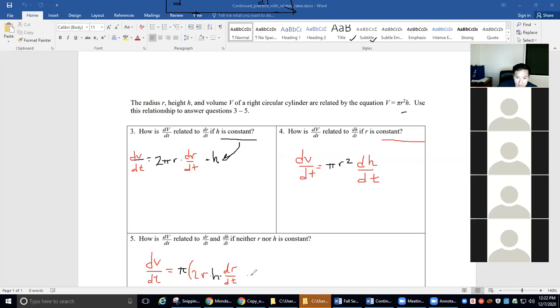Then the next part, starting off where Sarah just started off with that. Now, what will the next one look like? It would be r squared times dh over dt. That's correct. Thanks, Sarah, for helping Sarah out.